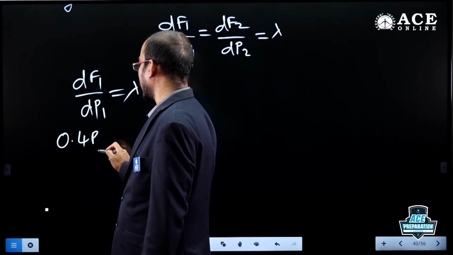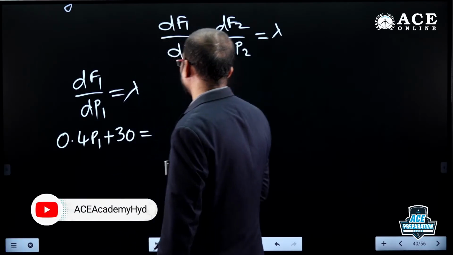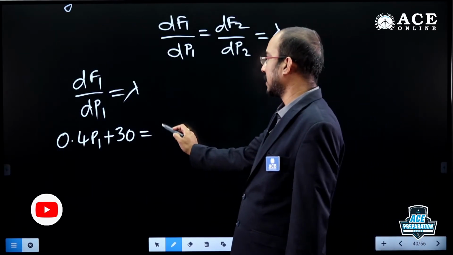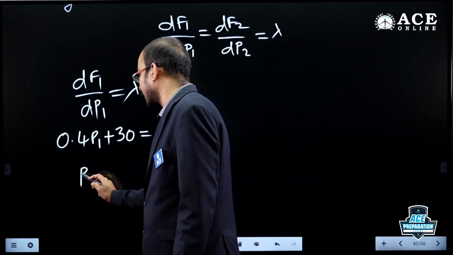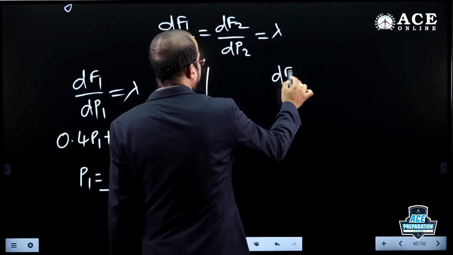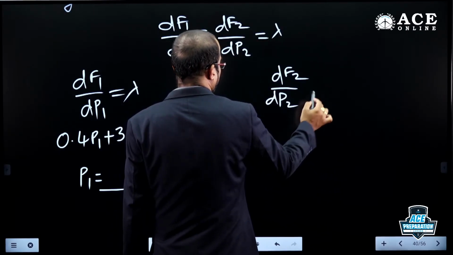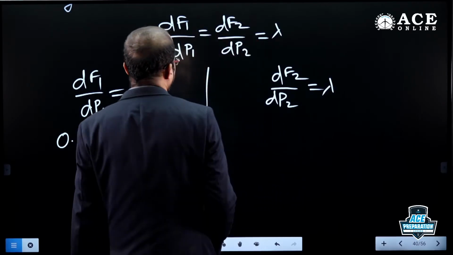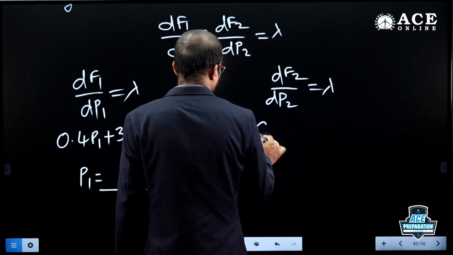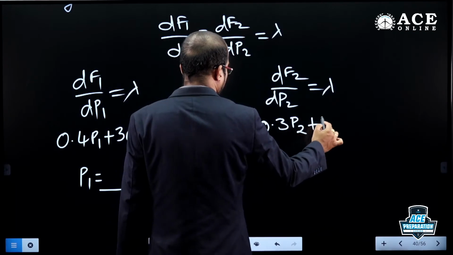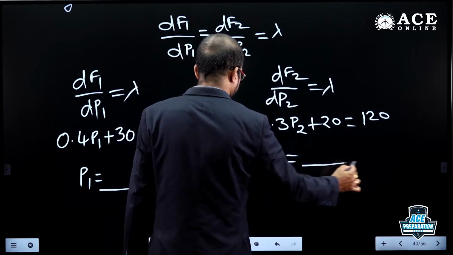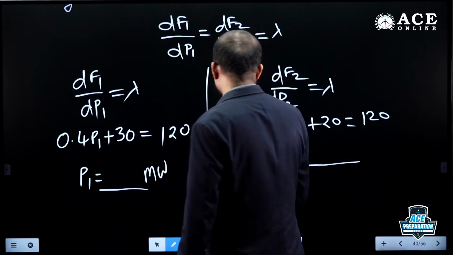0.4 into P1 plus 30 is equal to lambda, given as 120. You will get the value of P1 from this. Try to calculate. Similarly, df2 by dp2 is equal to lambda. What is df2 by dp2 that you get? 0.3 P2 plus 20, which is equal to lambda 120. So what is the value of P2 that you get in megawatt? Try to calculate the generation schedule here.